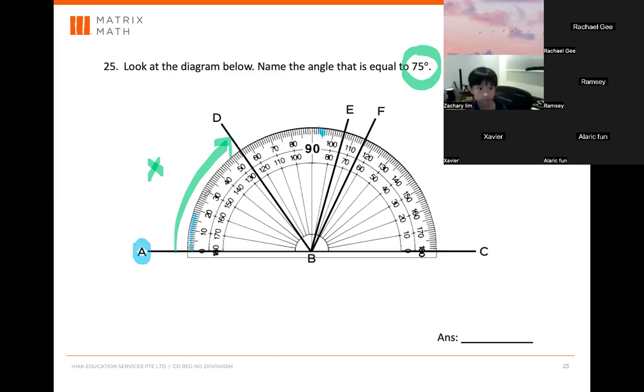So look at the outside. A, B, E. Wow. Let's look here. Do you see? So we'll be looking at the 100 and not the 80. Yeah? So this is 105. Okay, so students don't make careless mistakes.